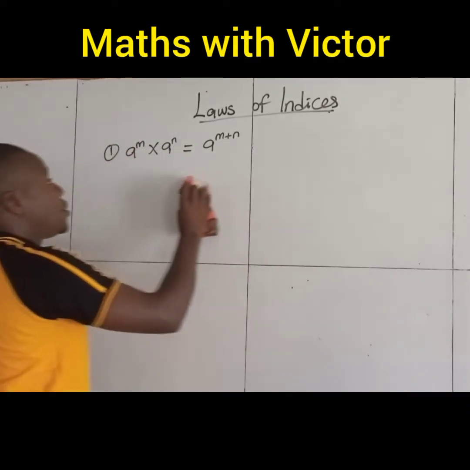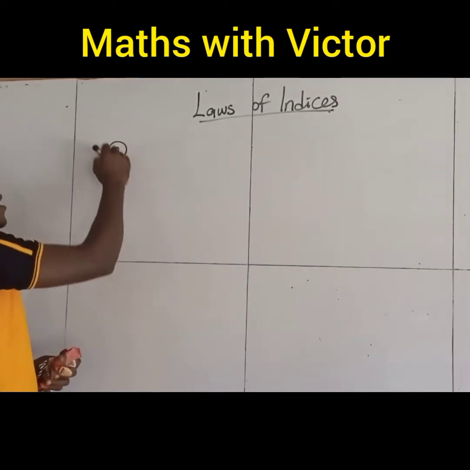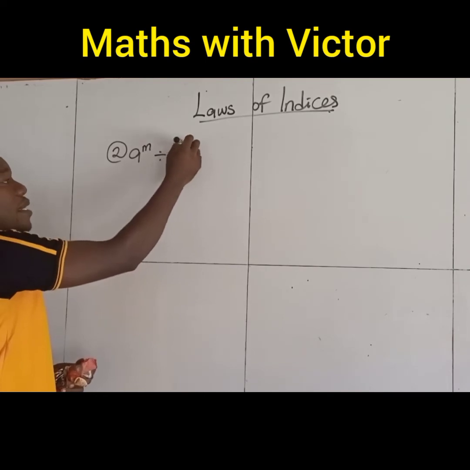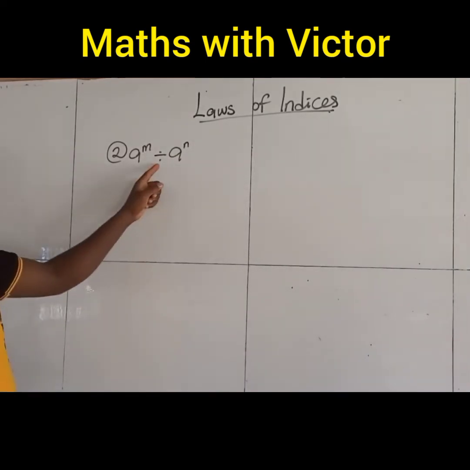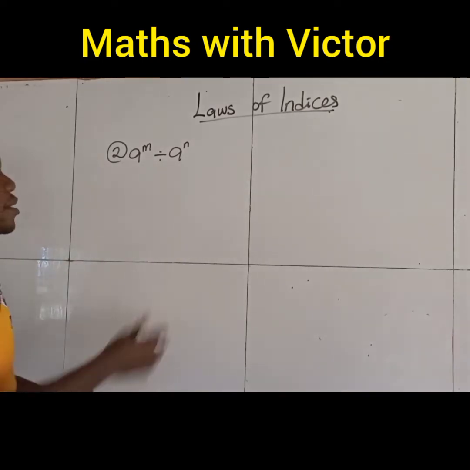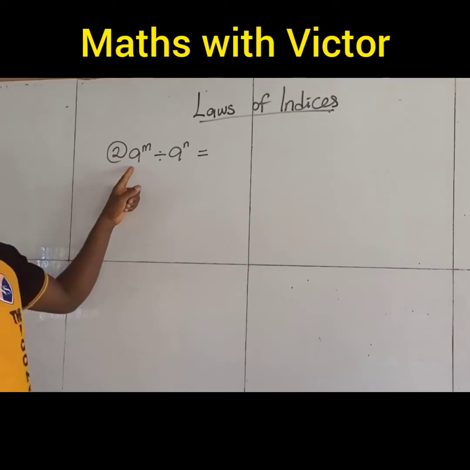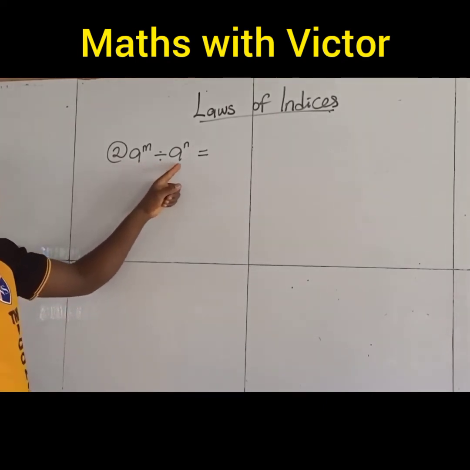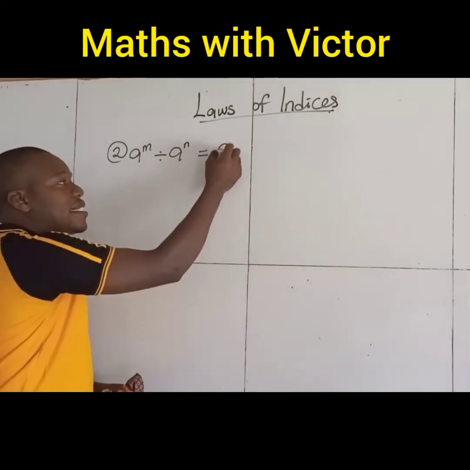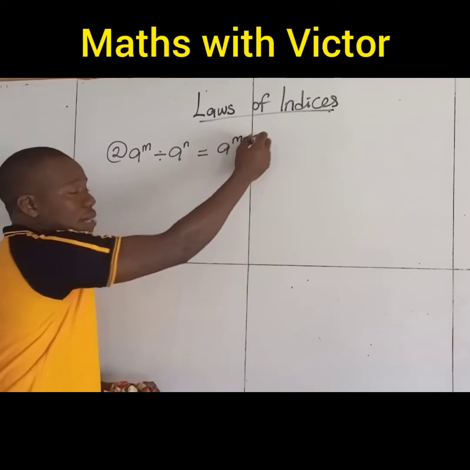I will run through all the laws. The second one, I have a raised to power m divided by a raised to power n. Remember, the first one has to do with multiplication. In that case, you add the powers. But the second law is the law of division. When a base raised to the power of a number is divided by the same base raised to the power of another number, you pick out the common base since they are the same, and then you subtract the powers, m minus n.